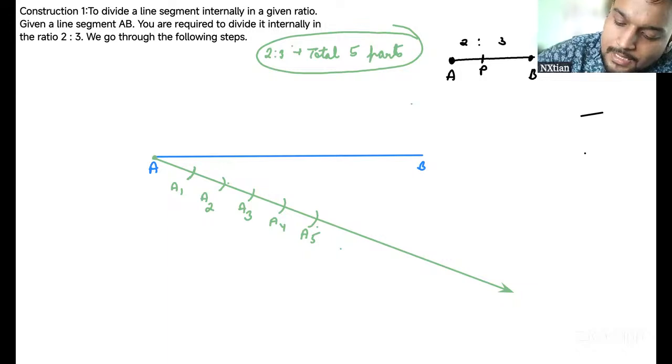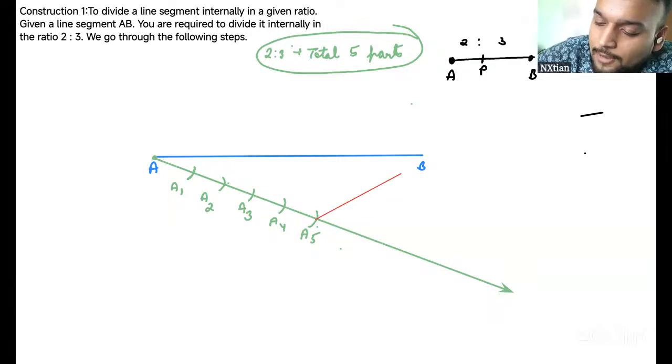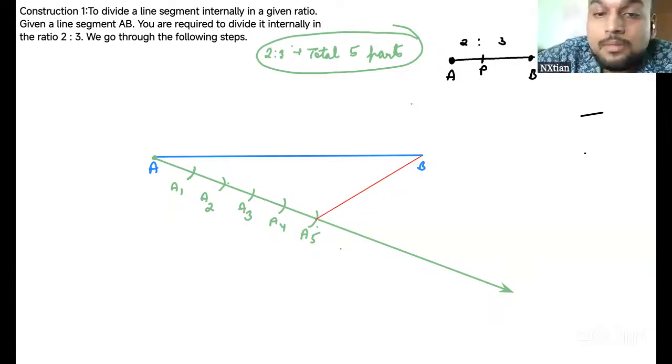Okay. Now you have to join. Now you have to join A5 and B. Join A5 MP. Done, guys? Still any problem?